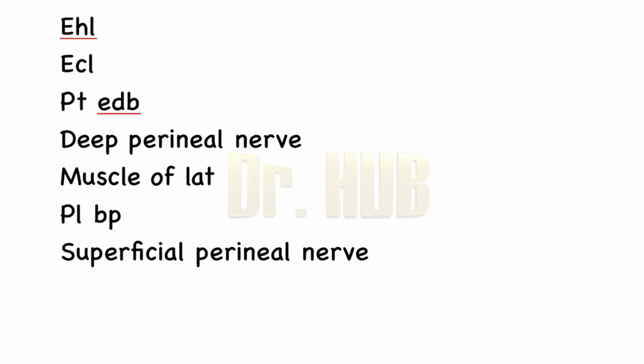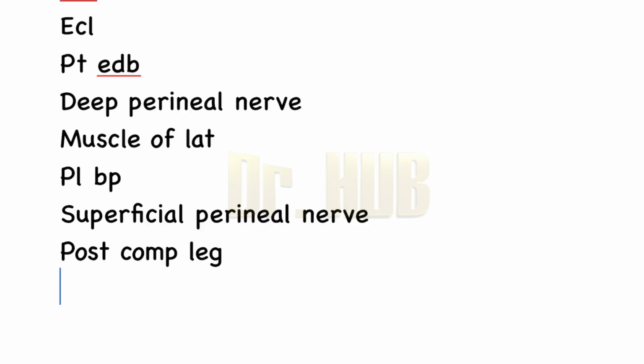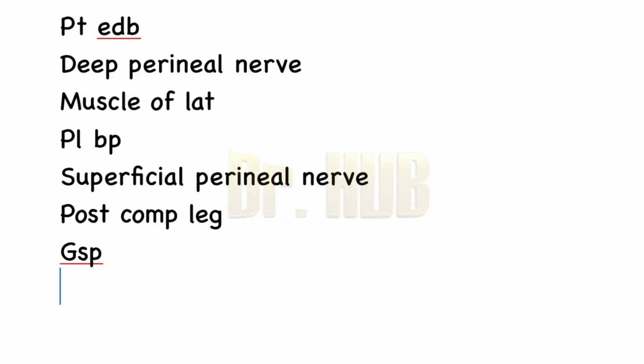Next, we move on to the superficial muscles of the posterior compartment of the leg. So this will include the gastrocnemius, the soleus, and the plantaris. That is known as the GSP. So GSP stands for the gastrocnemius, soleus, and the plantaris. The nerve supply here is the tibial nerve.